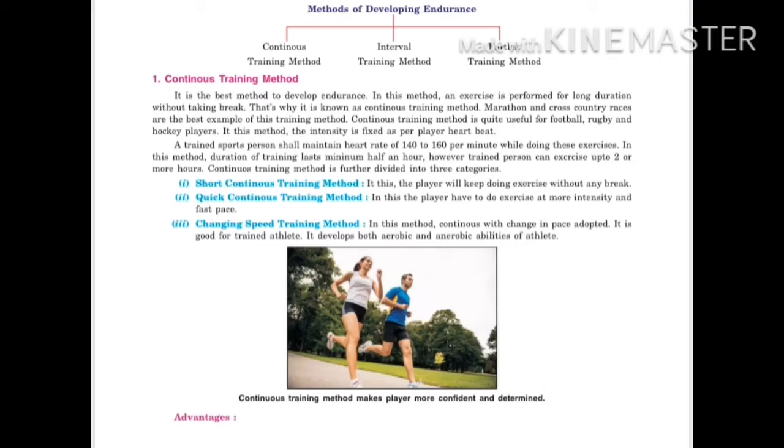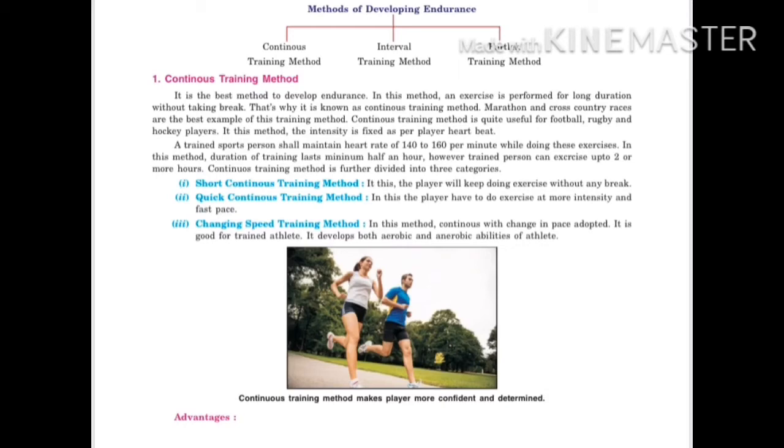Second one is your fast-paced continuous method or quick continuous training method. In this, the player has to do exercise at more intensity and fast pace because these athletes need anaerobic endurance with speed. It is done with fast speed or pace. Duration of the activity in this method is 10 to 20 minutes and heart rate remains about 140 to 180 per minute.